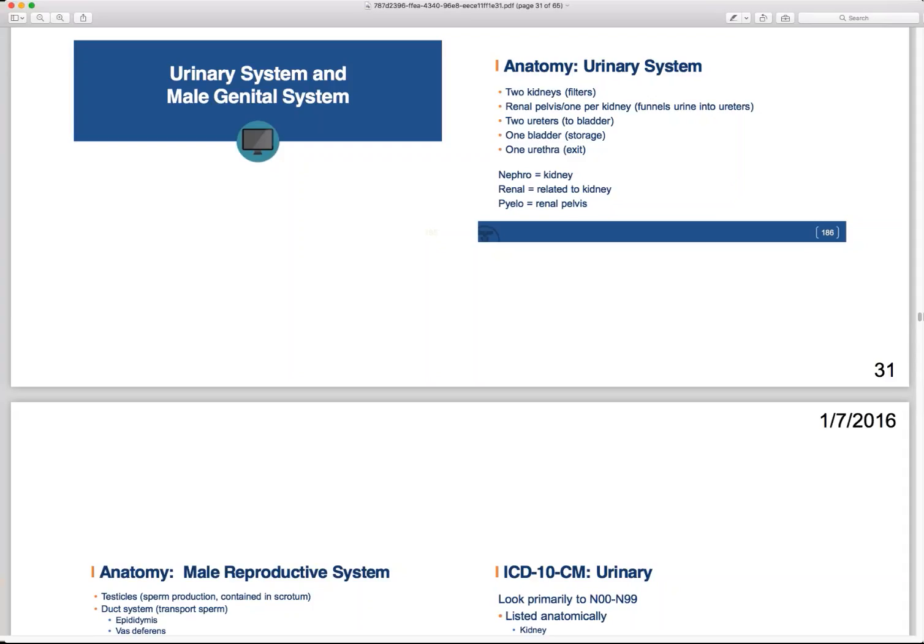The 50010 is just an exploration. Okay, so they're not doing any other procedures, they're just looking. But 50020 is drainage of a renal abscess. So just remember that. And the approach is open. Okay, so that's on the urinary. Let's get over to the male.